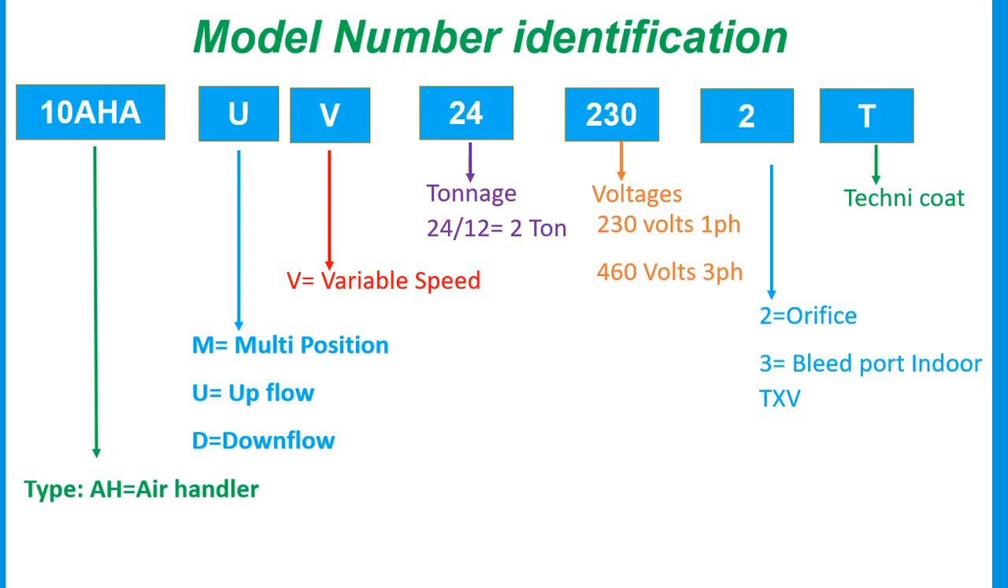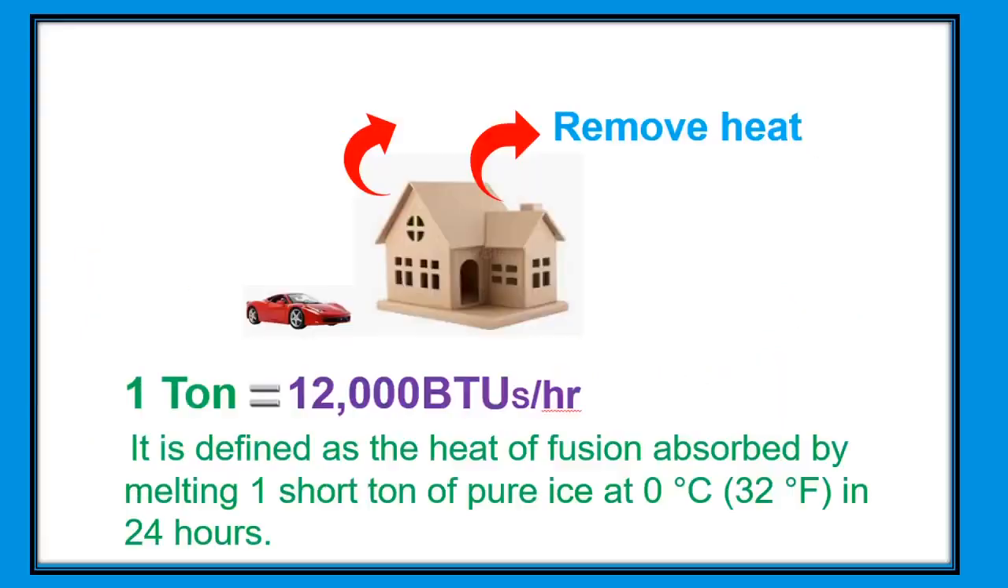The next is 230, which is the voltage. 230 volts single phase. If this one is 460, that means it's 3-phase. The next is 2 for phase. If it is 3, it's 3-phase. Indoor, TXV. TXV stands for thermostatic expansion valve. The next letter is T, which is the tech code.